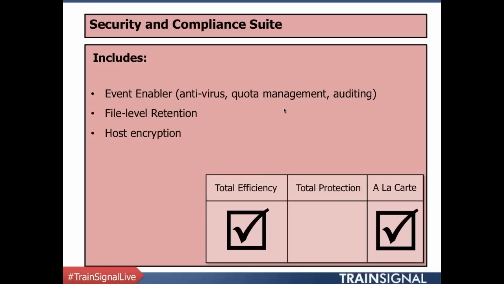Also quota management, so user quotas, group quotas, tree quotas, which would be, hey, I want this particular folder to have 150 gigs of capacity or quota space, and that's it. So there are hard boundaries on each side. And then auditing capabilities, also FLR, which is file level retention. This is more of a write once, read many type capability, where it's able to lock files for a specific amount of time. And then host encryption. Security and compliance suite is part of the total efficiency pack and a la carte.